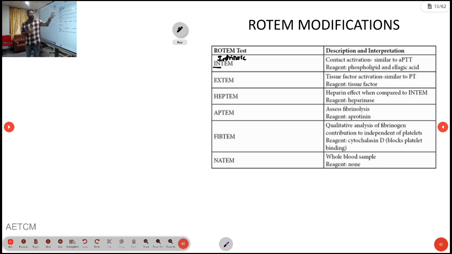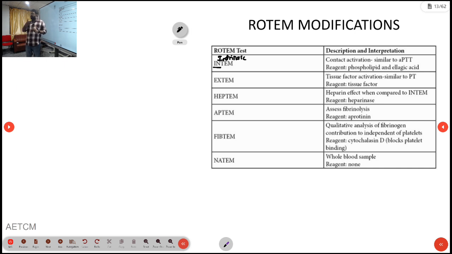Yeah, so there will be a modification in the values of the K time and alpha angle in cases of each modification. So the initial values which we have mentioned for the K time and alpha angle are all determined on the native TEG value, which is calculated on whole blood.